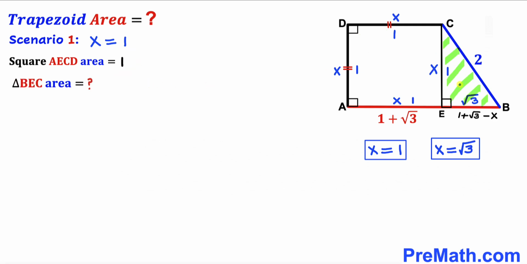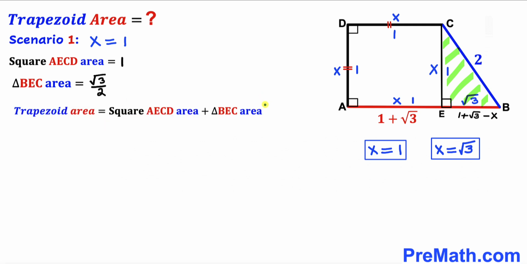And now let's focus on this triangle BEC. We are going to calculate the area of this triangle. And now let's recall the area of triangle formula, area equals a half times base times height. And in our case the base of this triangle is √3 and the height is 1. So therefore the area of this triangle BEC is going to be a half times √3 times 1. Let's simplify. That is going to give us √3 divided by 2.